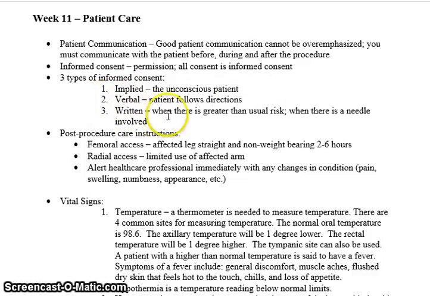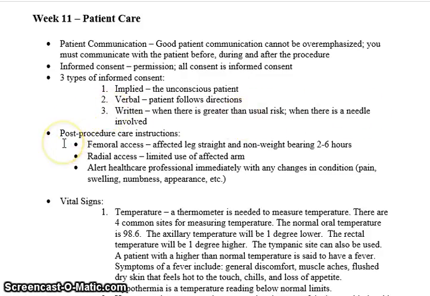And then written consent. The written consent is where there is greater than usual risk. So basically, whenever there's a needle involved, that requires written consent. So of course, any cardiac cath requires written informed consent. Also, anything that involves a needle. So like any of your CT scans with contrast, anytime you introduce contrast, you would need written consent.